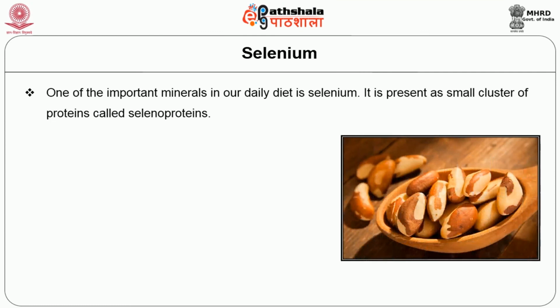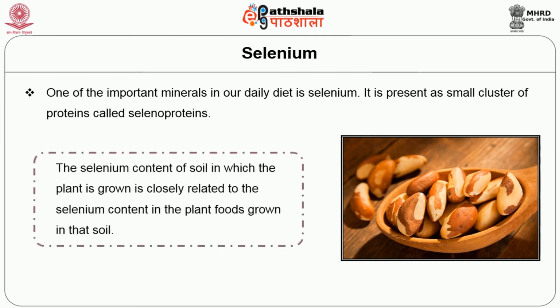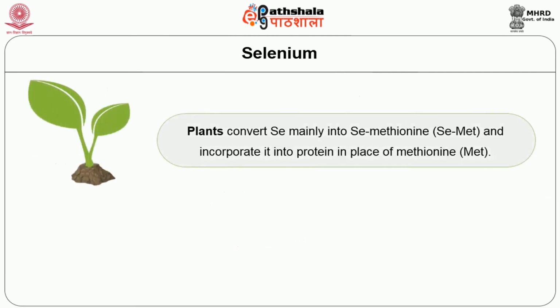Selenium is one of the important minerals in our daily diet, and it is present as a small cluster of proteins called selenoproteins. The selenium content of the soil in which the plant is grown is closely related to the selenium content in the plant foods grown in that soil. Plants convert selenium mainly into selenomethionine, that is SeMet, and incorporate it into protein in place of methionine.